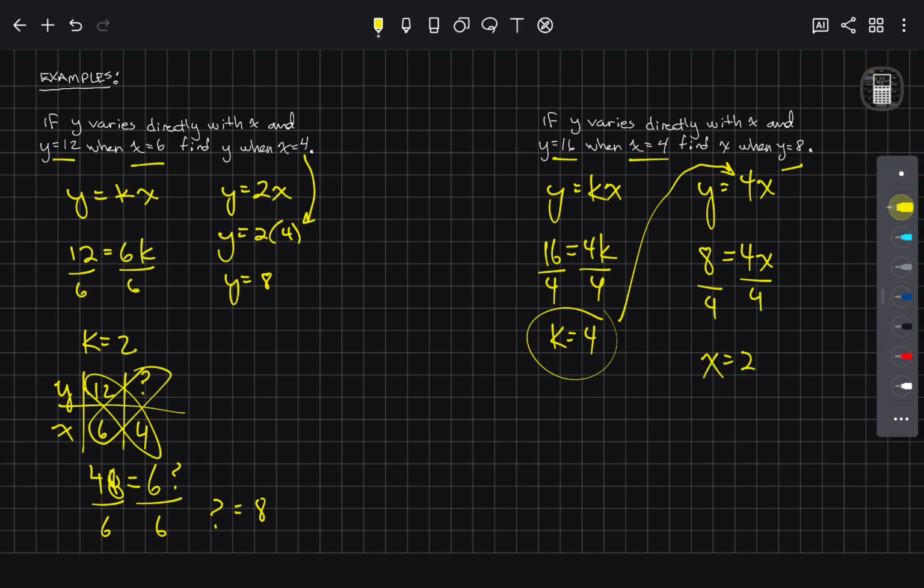X equals 2. Now, we could set that up in a proportion and show that they're equivalent ratios. It's not necessary. But whenever y is 8, x would be 2. And this is how this is going to keep on going.